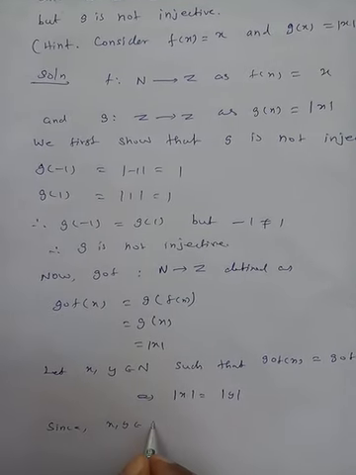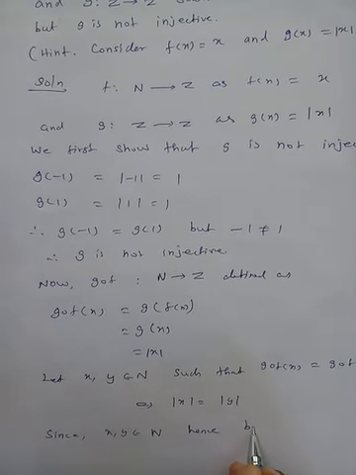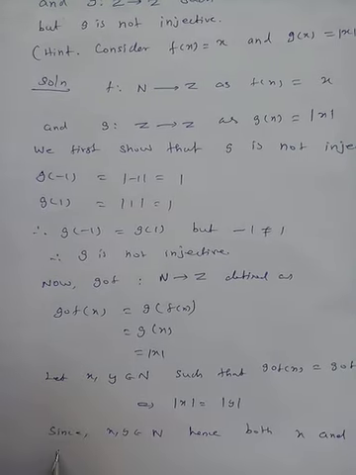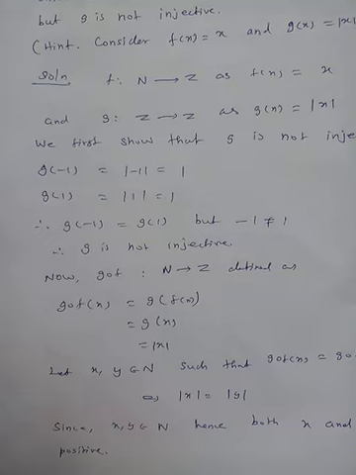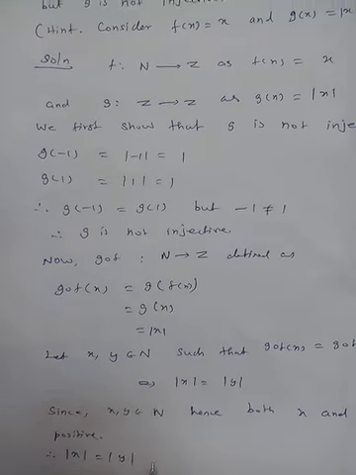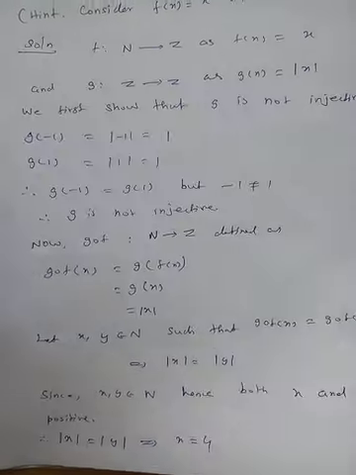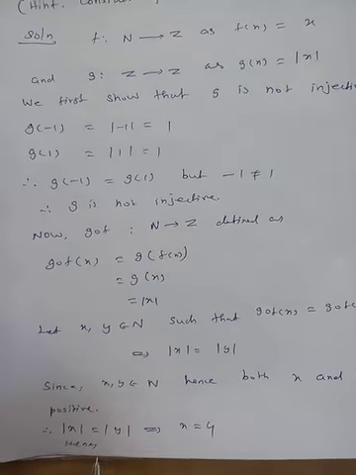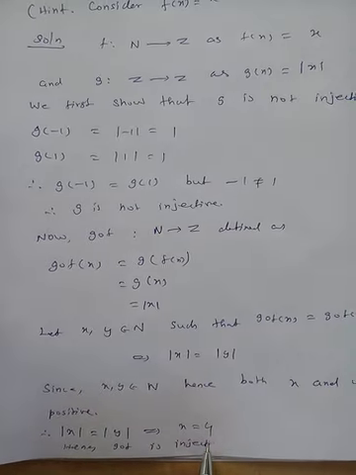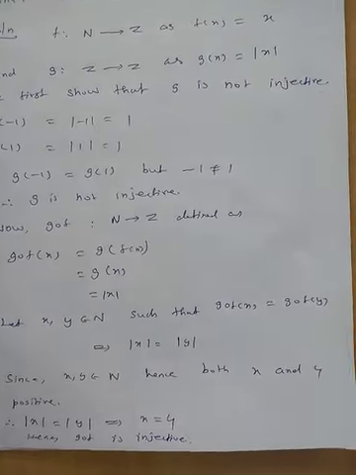Since x, y belong to N, both x and y are positive. Therefore modulus of x is equal to modulus of y implies x is equal to y, because natural numbers are always positive. Hence g composition f is injective. But in the given example, g is not injective while g composition f is injective.